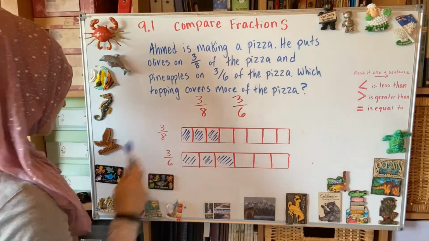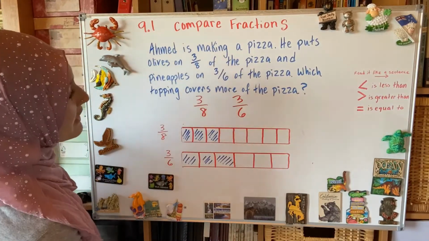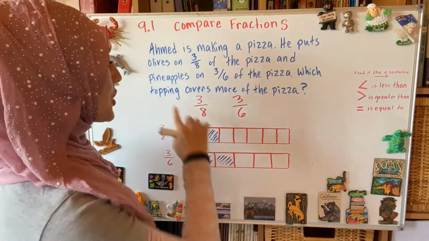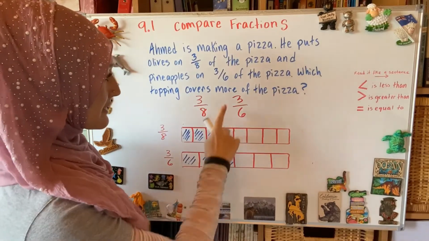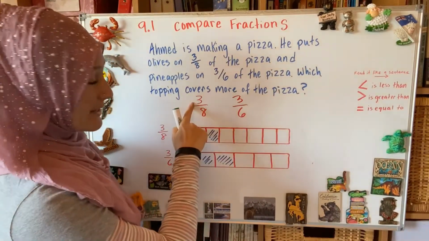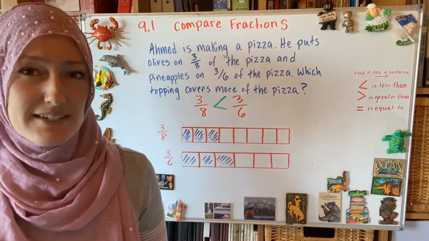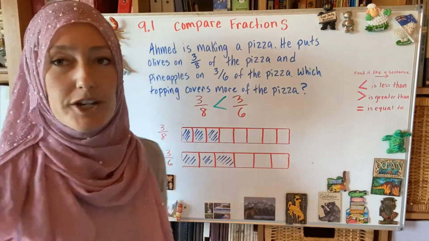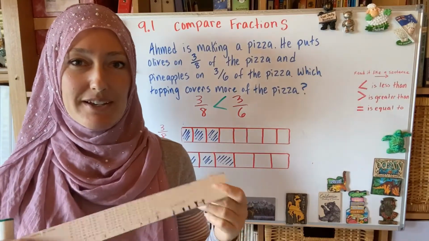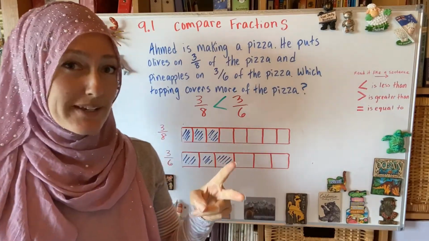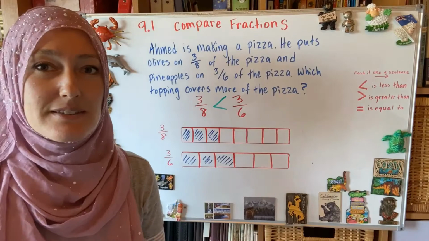So if we were to write our inequality, or our comparison symbol, we would start by saying 3/8 is less than 3/6. So drawing a model, you can still do it if you have a consistent object that you can just do it twice and then try to divide up your pieces.